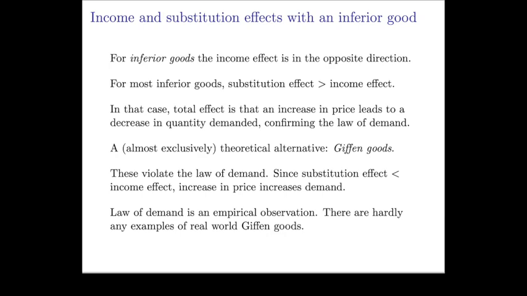Now, the law of demand is an empirical observation. There's hardly any real-world examples of these goods where the income effect is bigger than the substitution effect for an inferior good. These goods, by the way, are called Giffen goods, but we never see these in practice, and we shouldn't really worry ourselves too much about them. But it is theoretically possible that you could have an upward sloping demand curve. So it's important to remember that the law of demand is an empirical observation. It's something that we see in practice. It's something that we mostly observe. And so for the most part, we can just make this assumption that demand curves are downward sloping.